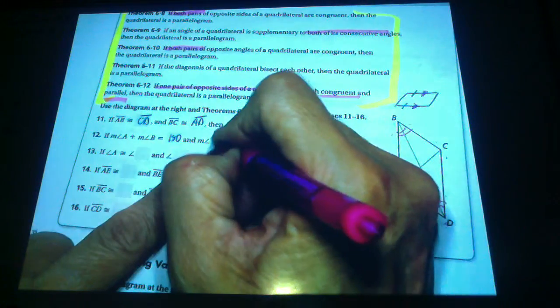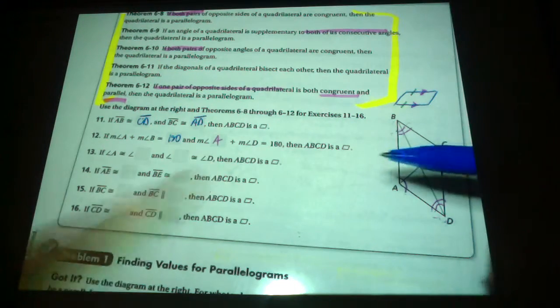Which one would that be? Not C. Because I want one angle that is supplementary to both of its consecutive angles. So this is the angle that's supplementary to these two right here. So we're talking about A and D. So I want angle A. And yes, C would be supplementary to D, but according to the theorem, this has to be supplementary to the two angles on either side of it. And those angles happen to be opposite angles, which means they're congruent.